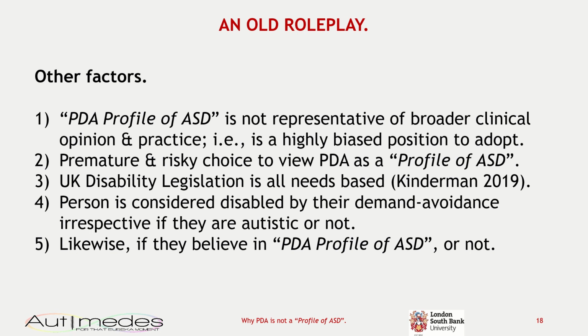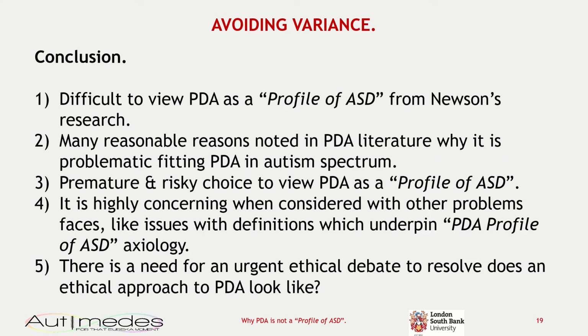So I'm going to quickly wrap this up. It's difficult to view PDA as a profile of autism from Newson's research. There are many reasonable reasons why it's problematic to fit PDA in the autism spectrum. It's a premature and risky choice to view PDA as a profile of autism, and it is a choice to do that. It's also highly concerning when considered alongside other problems facing that outlook, like issues with the definition that underpins the PDA profile of autism, its axiology, which I discussed in another video that is in the link in the description.